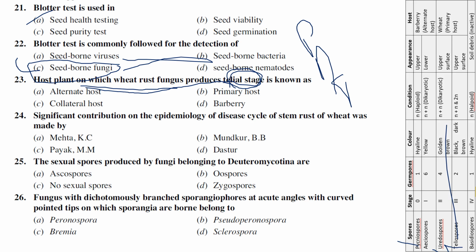Here the teliospores are produced on the primary host. Primary host means wheat. So both the teliospores and urediniospores are produced on the primary host's upper surface. Pycniospores and aeciospores are produced on the alternate host, that is barberry. Pycniospores are produced on the upper surface, aeciospores on the lower surface. But urediniospores and teliospores are both produced on the primary host, on the upper surface.